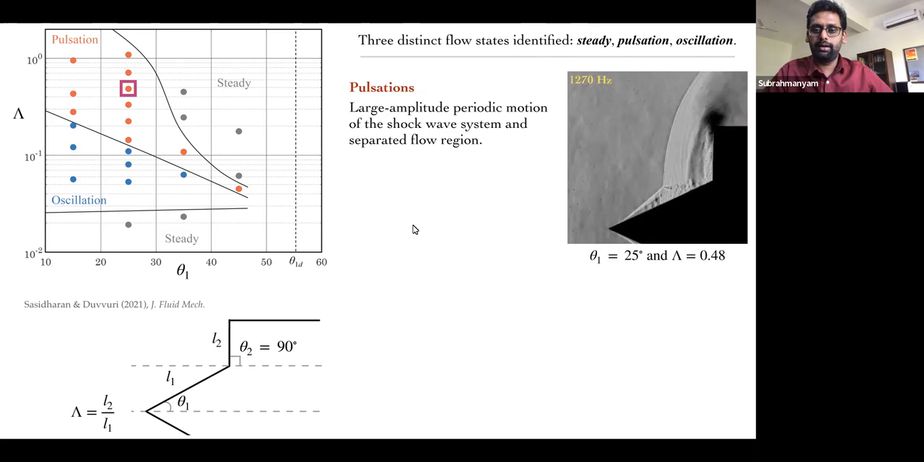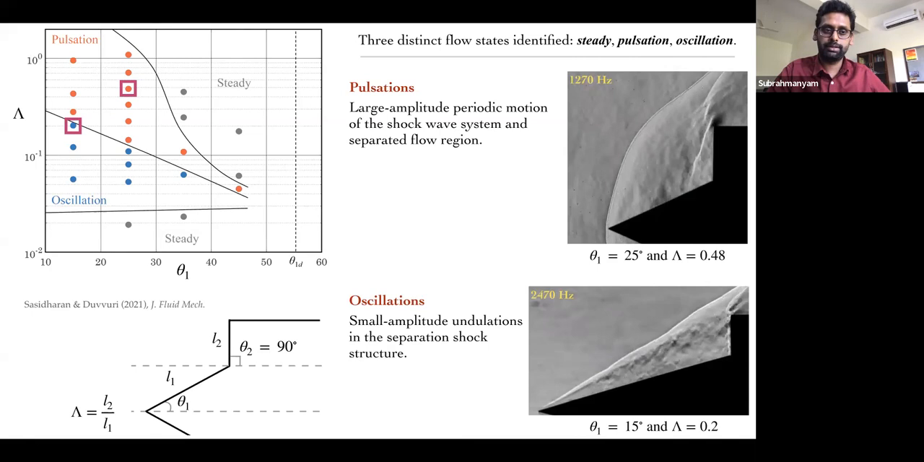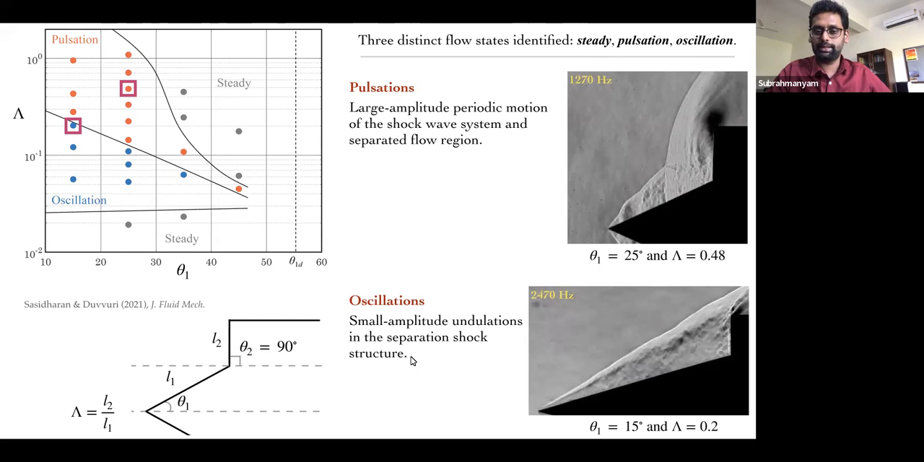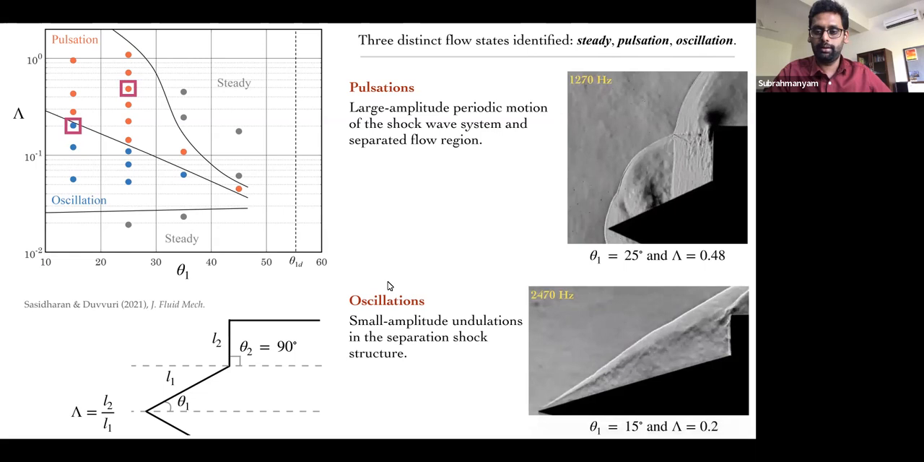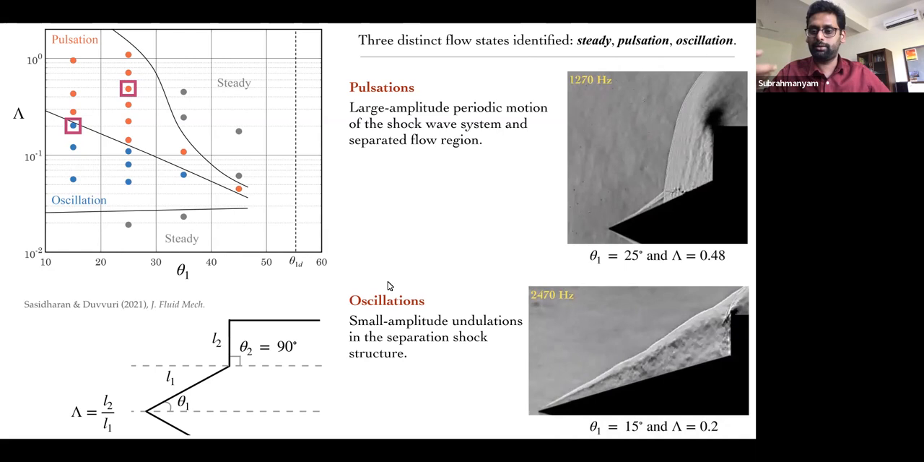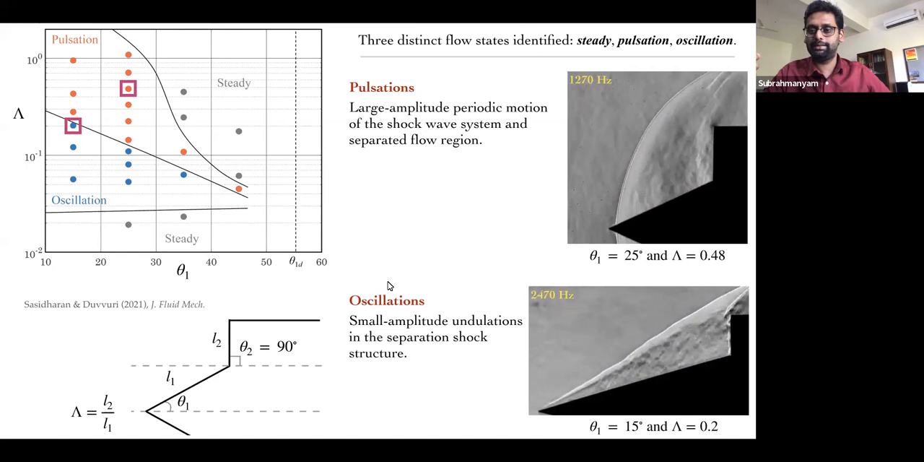So that takes me to the other unsteady flow state, which we'll simply label as oscillations. Here's an example of flow oscillations where theta 1 is 15 degrees and lambda is 0.2, so this data marker here, right? Again, when you look at this Schlieren video at the bottom, you see that there is coherent unsteadiness in the flow, but even qualitatively, the unsteadiness is very different from the pulsation type unsteadiness that you see on the top video, right?